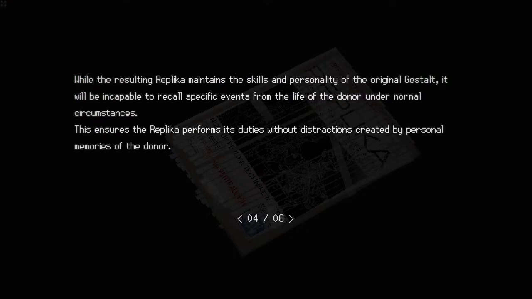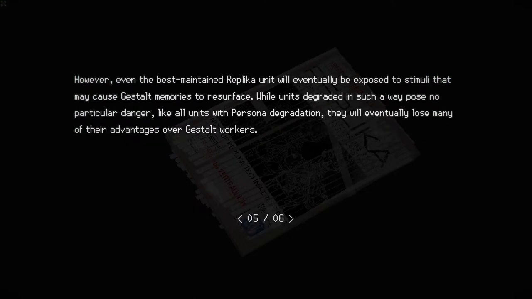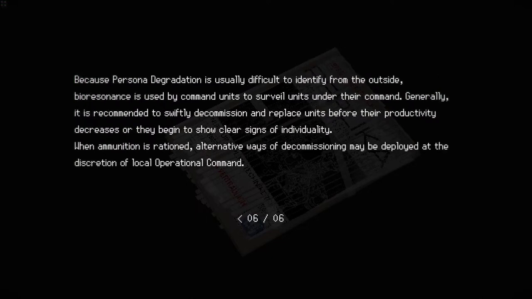While the resulting replica maintains the skills and personalities of the original gestalt, it will be incapable to recall specific events from the life of the donor under normal circumstances. This ensures that the replica performs its duties without distractions created by personal memories of the donor. However, even the best maintained replica units will eventually be exposed to stimuli that may cause gestalt memories to resurface. While units degraded in such way pose no particular danger, like all units with persona degradation, they will eventually lose many of their advantages over gestalt workers.